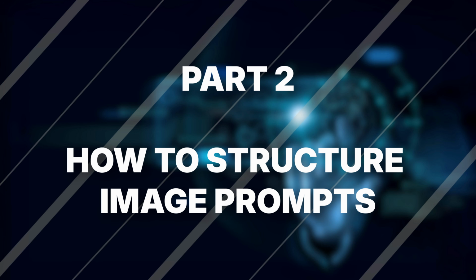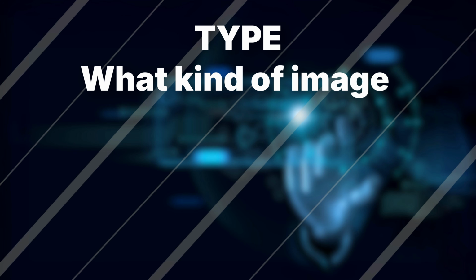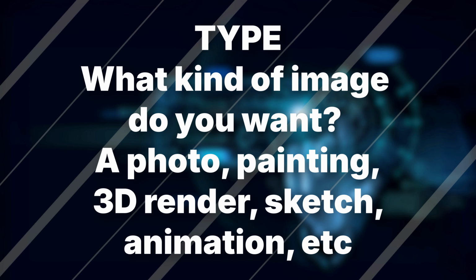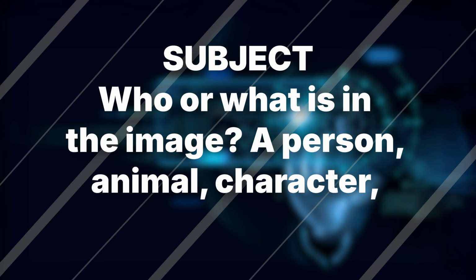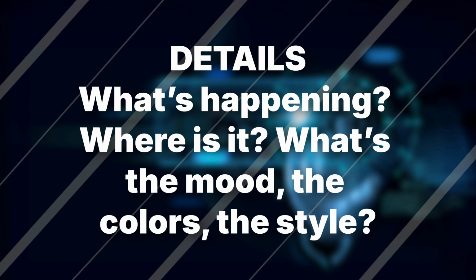Part 2. How to structure prompts. Now let's talk about how to create and write prompts. Every strong prompt has 3 parts: T, S, and D. Type, subject, and details. Type. What kind of image do you want? A photo, a painting, 3D render, sketch, animation, etc. Subject. Who or what is in the image? Is it a person, an animal, character, or an object? And then details. What is happening? Where is it? What is the mood?